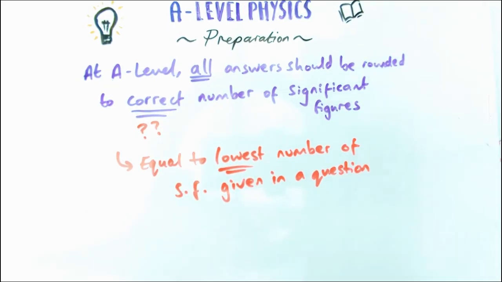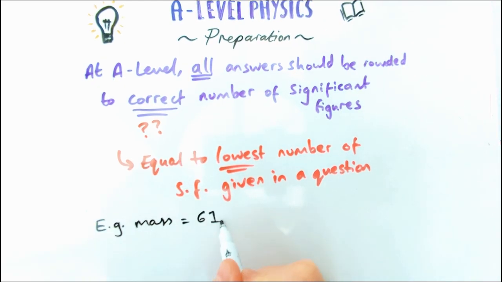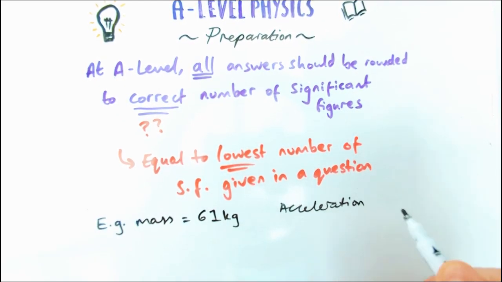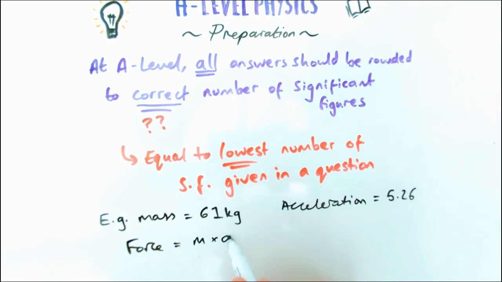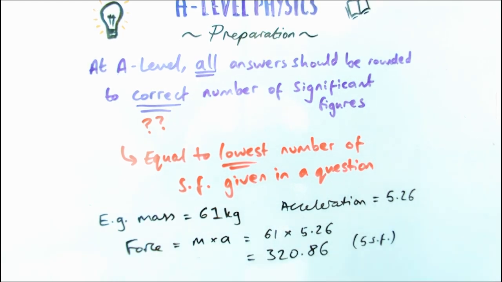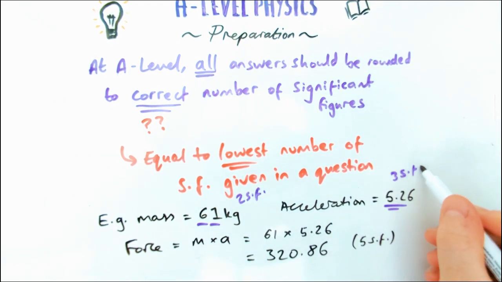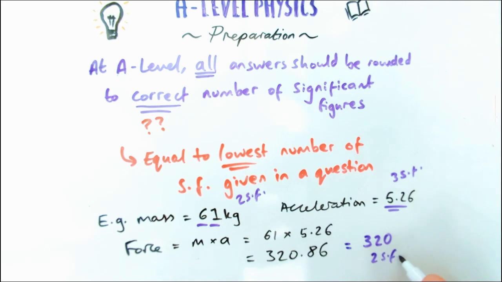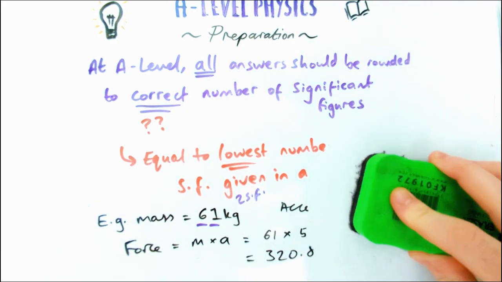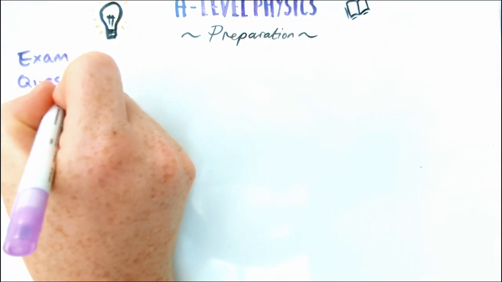So let's look at an example with some numbers in it and see if we can use that rule. Let's say we have a person with a mass of 61 kilograms, accelerating at 5.26 meters per second squared, and we're trying to find the force. So force equals mass times acceleration. Let's times those two things together. It comes to 320.86. Now that's currently 5 significant figures. 61 kilograms is 2 sig figs. Acceleration is 3 sig figs. So what we do is we choose the lowest one of those and give our answer to 2 significant figures. So that then becomes 320 overall.